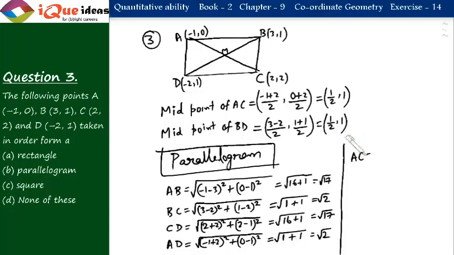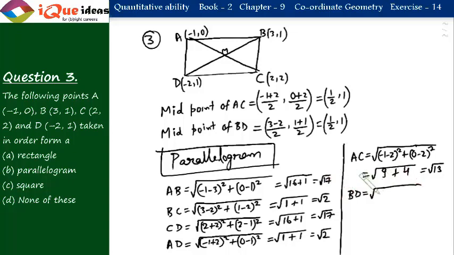Now what is the diagonal? AC is one diagonal, so AC is equal to square root of (-1 minus 2) whole square plus (0 minus 2) whole square. -1 minus 2 is -3, -3 square is 9, 0 minus 2 is -2, -2 square is 4, so it is root of 13. BD is the other diagonal, so the length of BD would be (3 minus -2), so it is (3 plus 2) whole square plus (1 minus 1) whole square, which is 0. So 3 plus 2 is 5, so it is simply root 25, that is 5 itself.